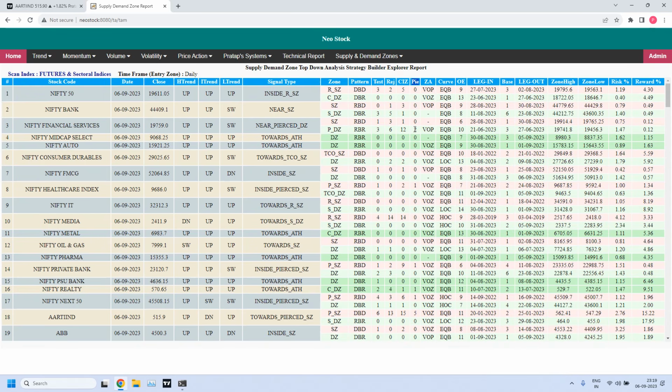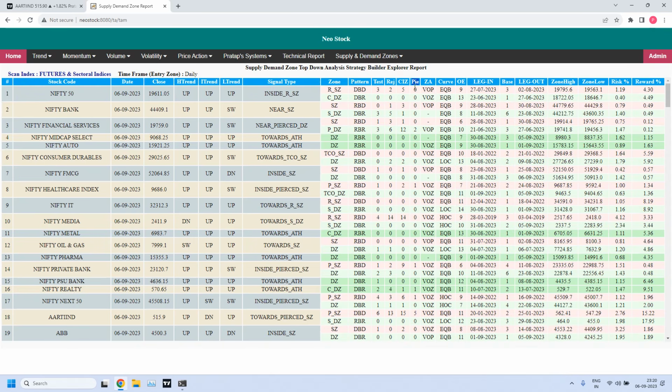So whenever you find pierced zones, just keep a look whether above the supply zone, or if it is a demand zone, just below the demand zone, and check if there are any institutional traps. If they are available, it will be a good long opportunity if it is a demand zone, or a short opportunity if it is a supply zone. If the risk is less, definitely you can go for the trade.